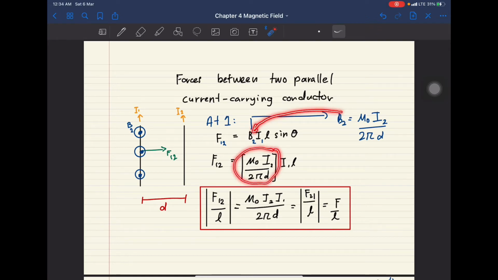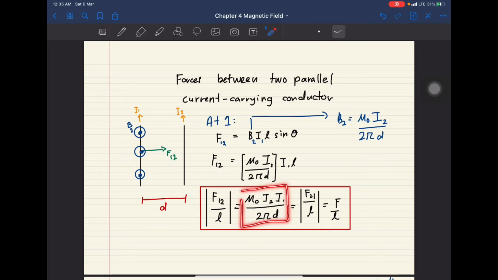The reason why I put D over here is that it is actually 2 pi r, but since the distance from I2 to I1 is in this case just D, I substitute D inside here. Okay, so you can rearrange and you will get to this one.